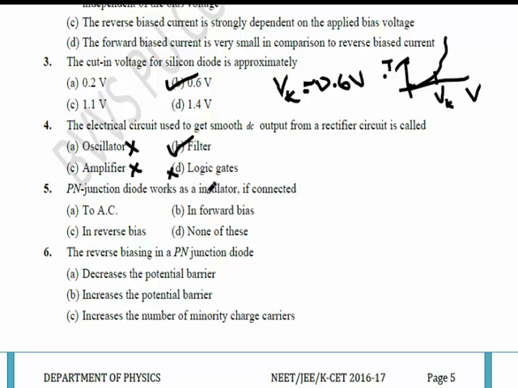A PN junction diode works as an insulator when connected to AC, forward bias, reverse bias, or none of these. Very simple answer: C. When you make a reverse bias of a PN junction diode, it never conducts, meaning it is an insulator. So the fifth answer is C.